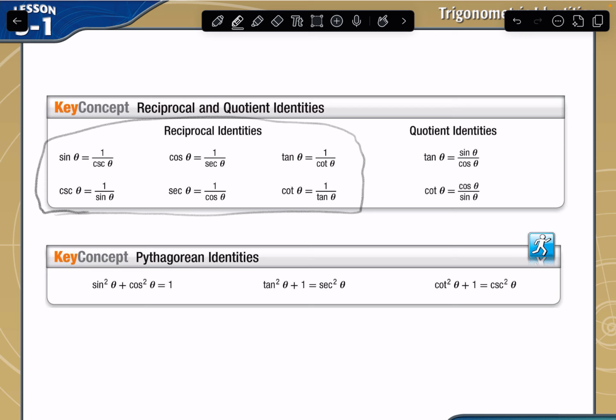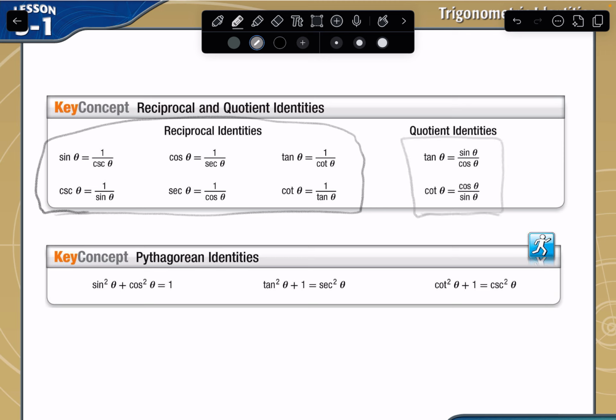Your next ones are quotient identities. Quotient identities are only going to be tangent and cotangent because those are the only ones that are actually dividing something. If you remember back to your unit circle, your cosine value is your x, your sine value is your y, where your tangent value was y divided by x, or sine over cosine, and then cotangent would just be the opposite of that.